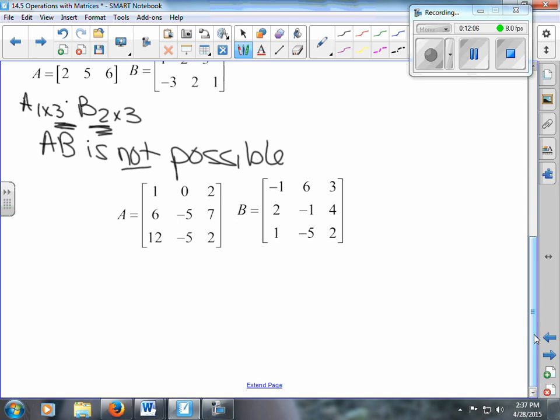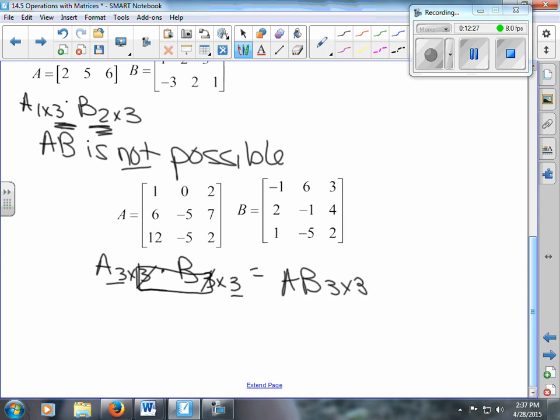Okay, so I'm going to take A, which is a 3 by 3, and I'm going to multiply it by B, which is a 3 by 3. Notice that my rows and columns are the same. The columns in A are the same as the rows in B. And so my product AB is going to be what's left, which is a 3 by 3. So in this answer, we're not going to get that trite little dot product, just one number. We're going to get an actual matrix with 9 numbers in it, 3 rows, 3 columns.